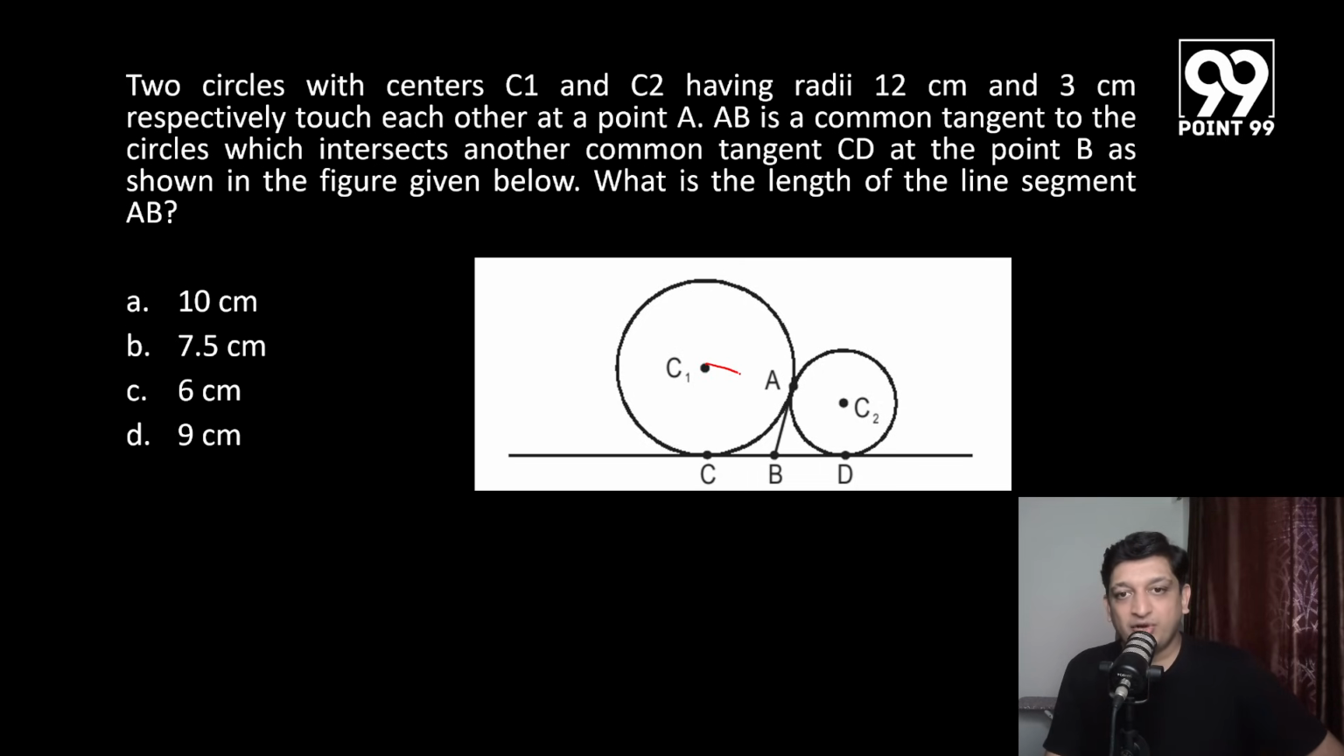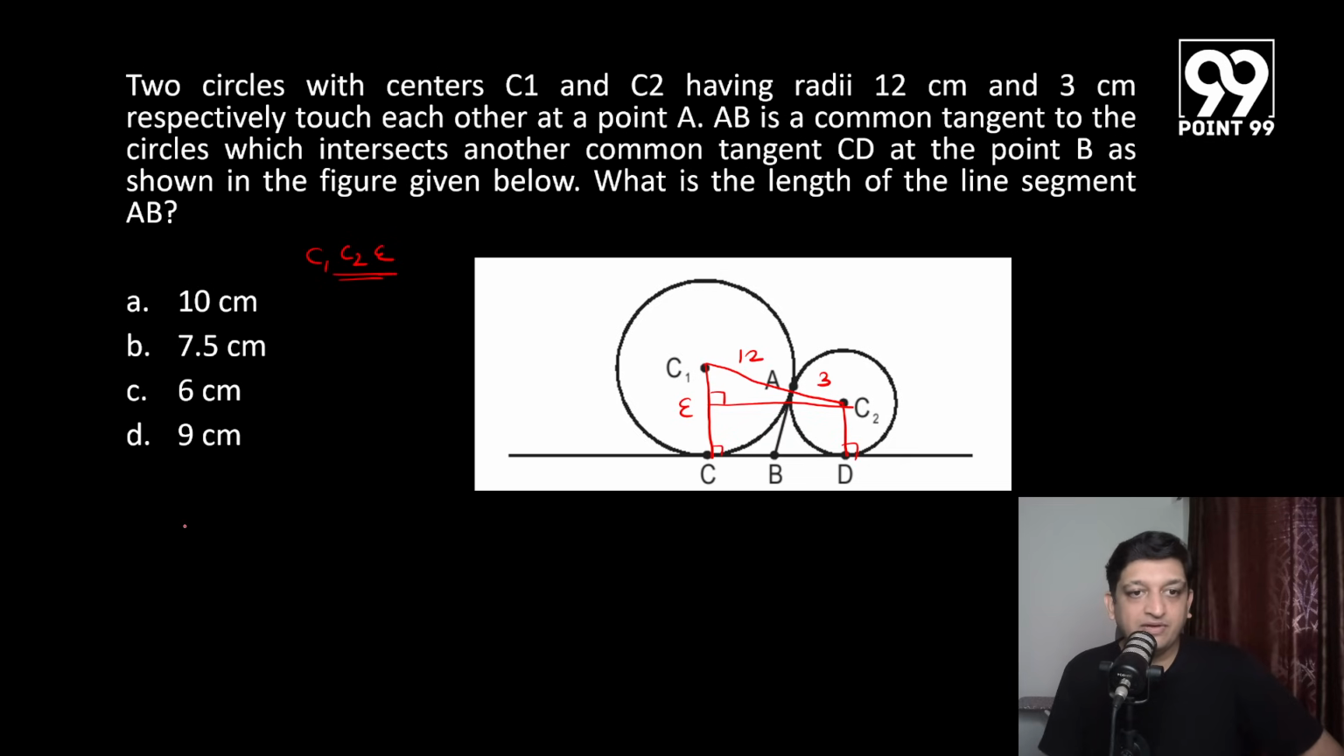So now if you join, let's say, C1 and C2, and if you join C1 and C and C2 and D, you will see that there is this nice right angled triangle that you are going to get here. So let's say, for example, we call this E. So the right angled triangle is going to be C1, C2, E. Now if you look at C1, C2, this line, it is going to be sum of these 2 radii. So this radius will be 12, this radius will be 3.